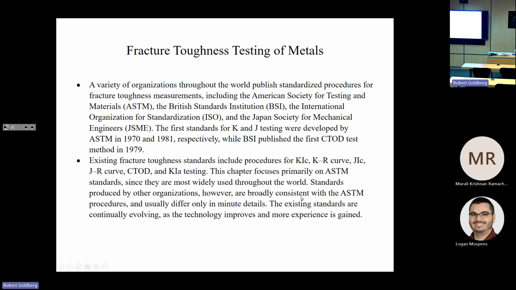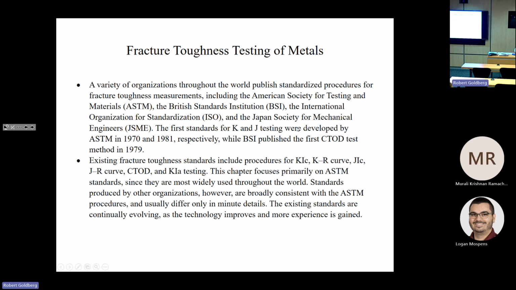The American Society for Testing of Materials, ASTM, is the big one you've probably heard about in this country. There's the British Standards Institution, the International Organization for Standardization, ISO, which you might have also heard about at some point. There's the Japan Society for Mechanical Engineers. And, usually, at least in this country and a lot of places even worldwide, the ASTM standards are considered the benchmark.